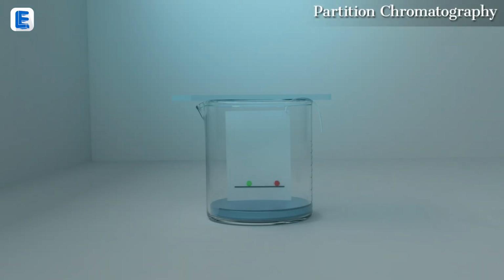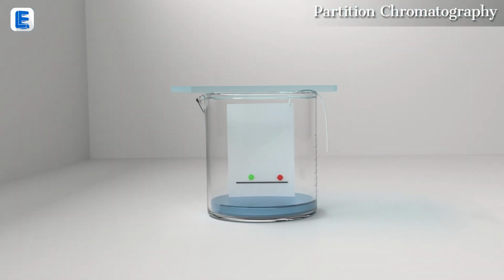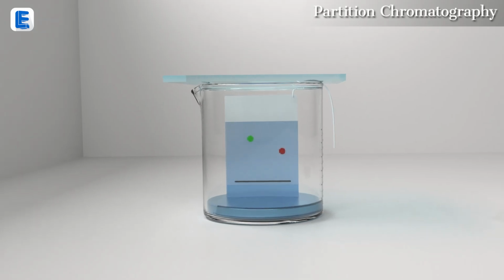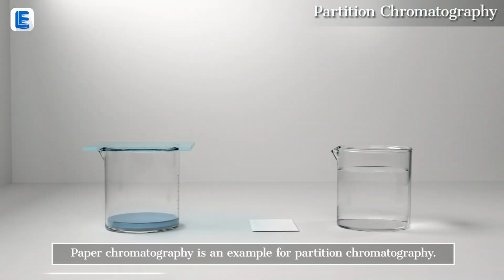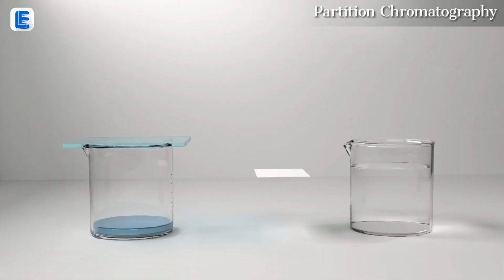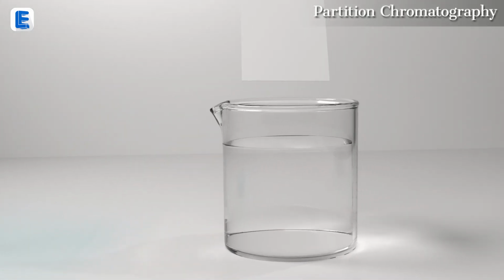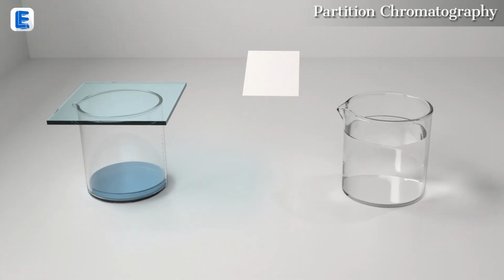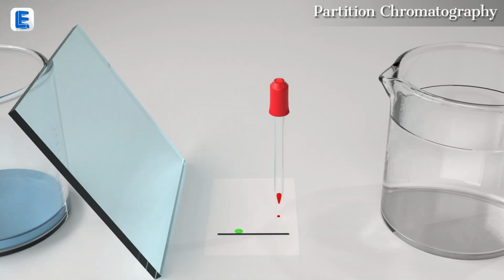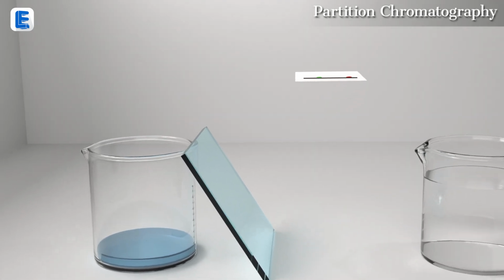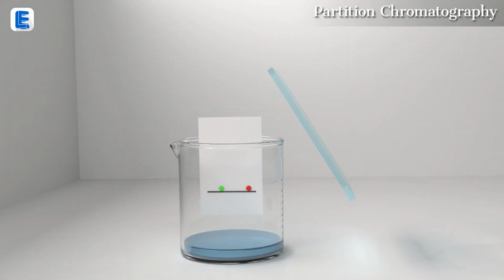Partition chromatography. In this chromatography, the components continuously undergo differential distribution between a stationary liquid phase and a mobile liquid phase. Paper chromatography is an example of partition chromatography. In paper chromatography, a special chromatography paper is taken and dipped in water. On the baseline of this paper, the mixture solution of components is placed as a spot, and the paper is suspended in a suitable solvent or mixture of solvents.